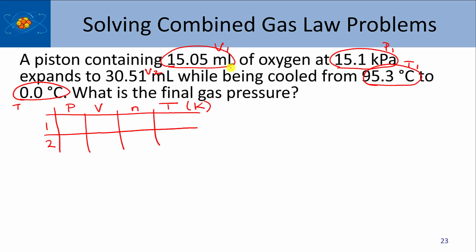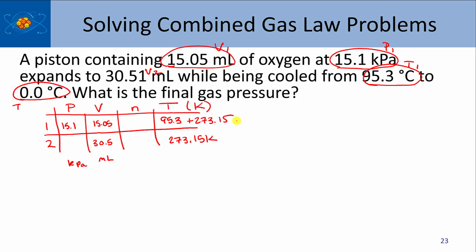So I have 15 mils, so I'm going to put 15.05 here, and I'm going to put milliliters at the bottom because that's my unit. It's at 15.1 kPa, so I'm going to put 15.1 here, and the units are kPa. Then it expands to 30.51, so I'm going to put 30.51 here. And it's being cooled from 95.3 degrees Celsius, so I'm going to add 273.15 to it. And to 0 degrees, so that's just 273.15 Kelvin. I don't need to add the 0 to it; I'm just going to write it in Kelvin.